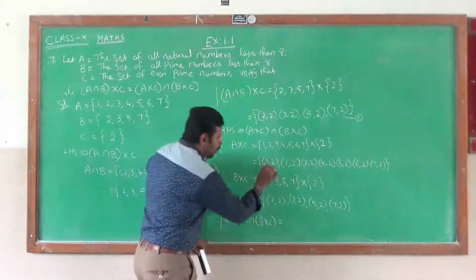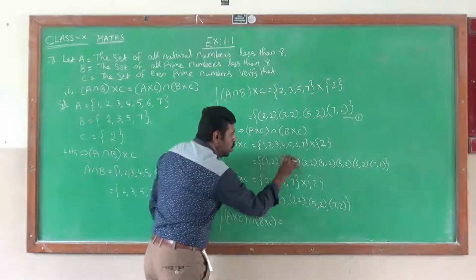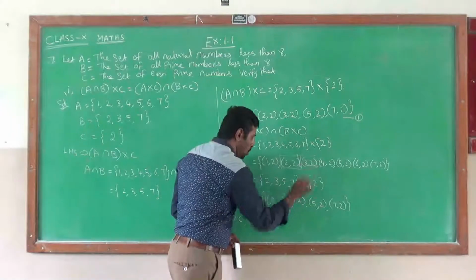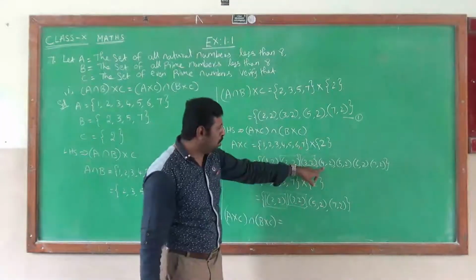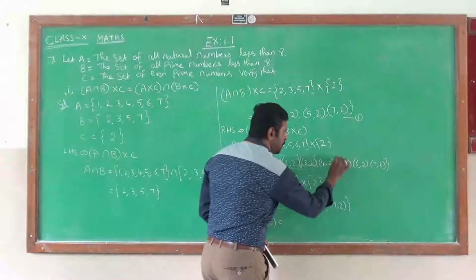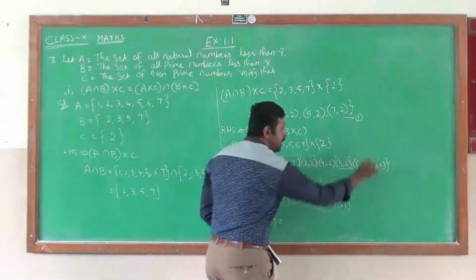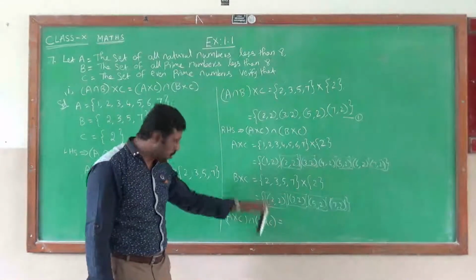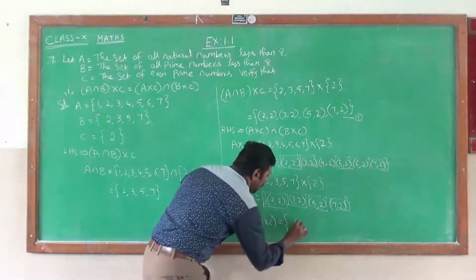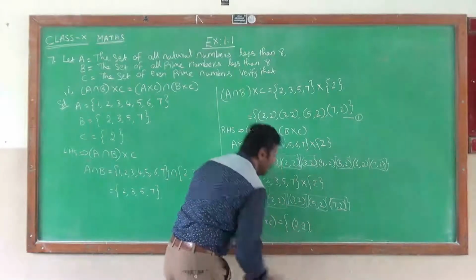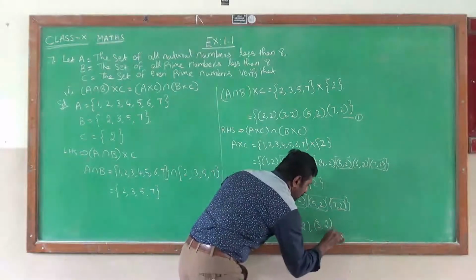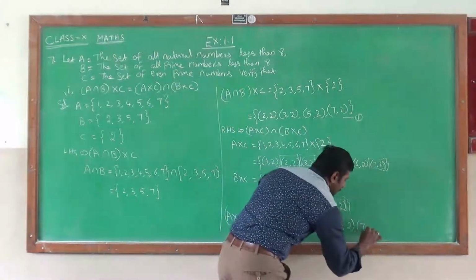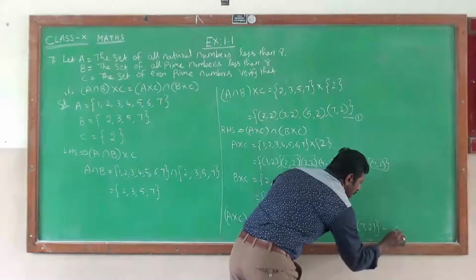See, 1 comma 2 is not here, and 2 comma 2 appears in both sets, and then 3 comma 2, and 4 comma 2 is not there, and then 5 comma 2, and then 7 comma 2. So only 4 ordered pairs are the common terms. So we write those 4 ordered pairs: 2 comma 2, 3 comma 2, 5 comma 2, and 7 comma 2 are the ordered pairs of the RHS.